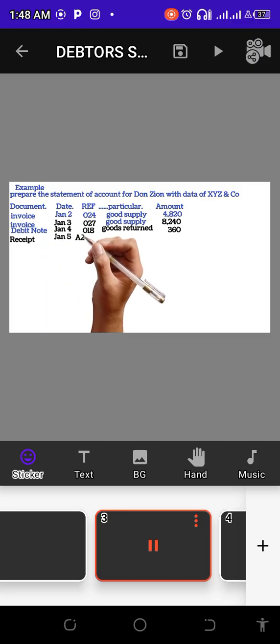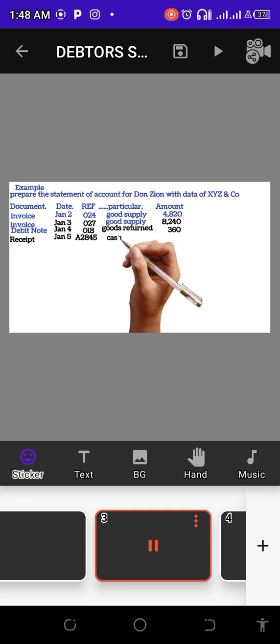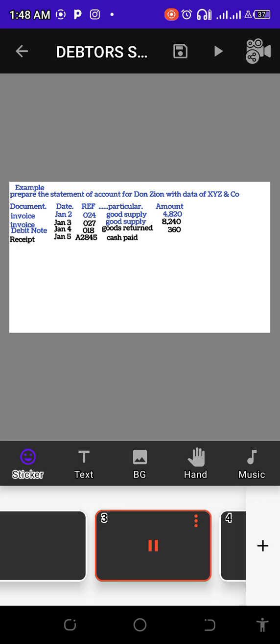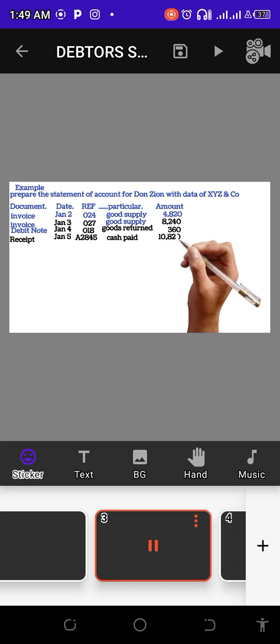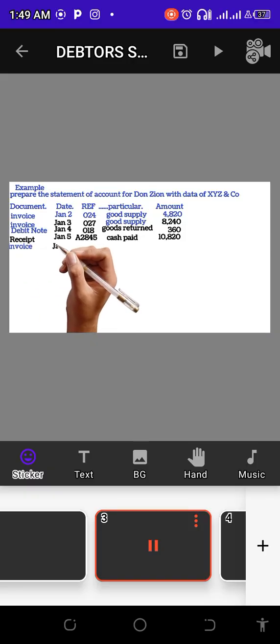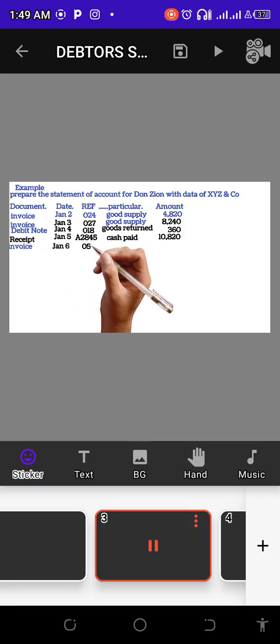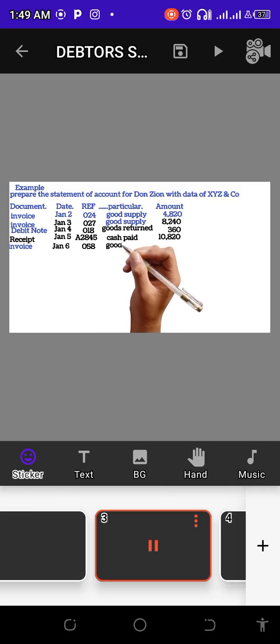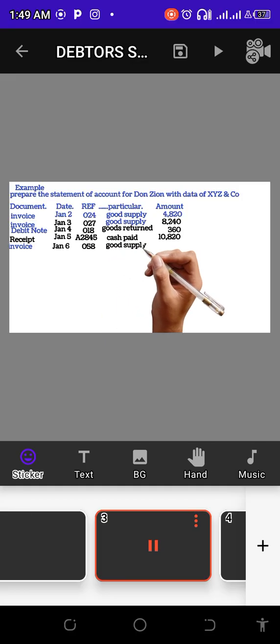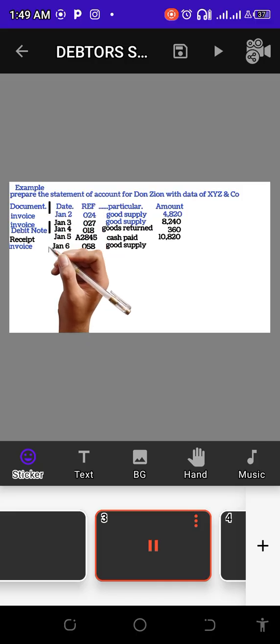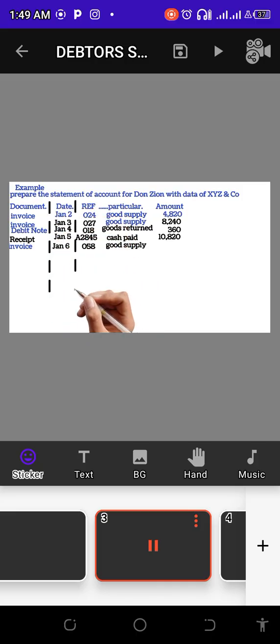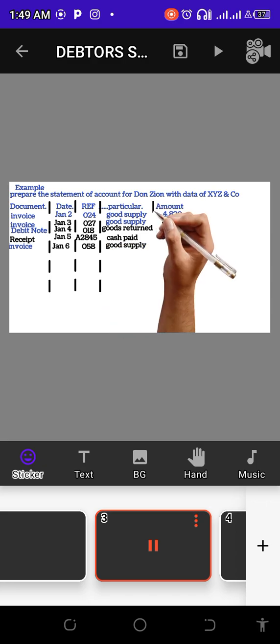Receipt by January 4, the receipt number is given. It is cash paid. Description: cash paid. And the amount that is paid is 10,820. Another one, invoice by January 8th, the invoice number is there. It is goods supply. Let us rule it so that they will not join together.